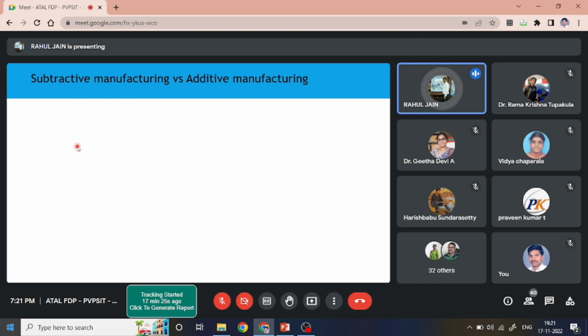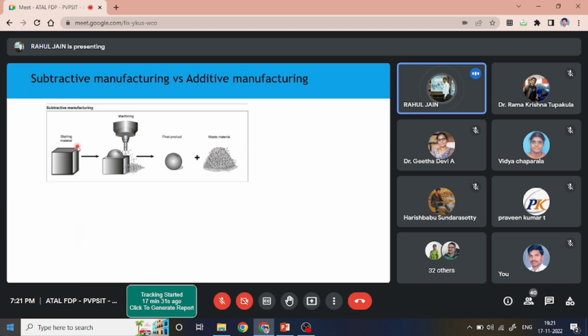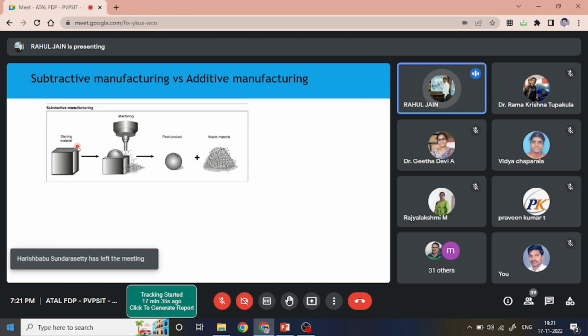So I'll try to make a base in the first session and then eventually go to the sensors part in the second part of the session, right? So there are two types of manufacturing process. One we call subtractive manufacturing, the other we call additive manufacturing. Subtractive manufacturing is known to all mechanical engineers, which we call machining, where you have a raw material, you remove certain material, you machine it, and eventually you get the final product.